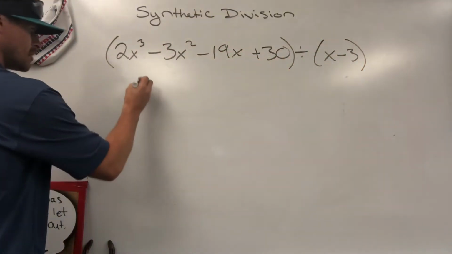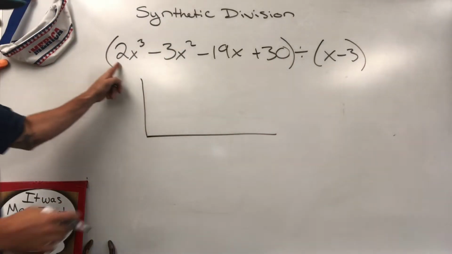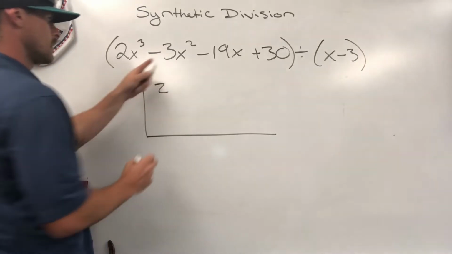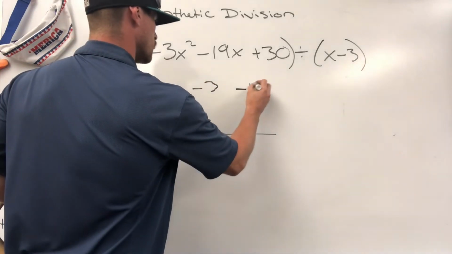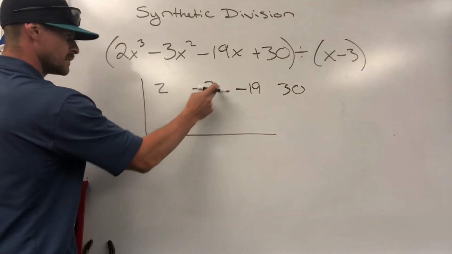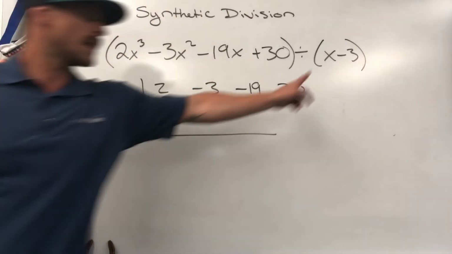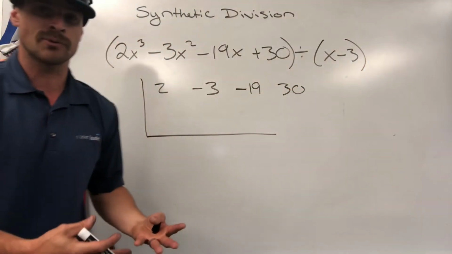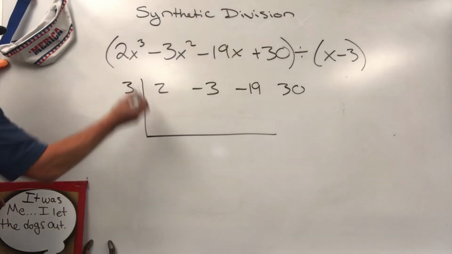So first thing I'm going to draw is this little guy. I don't have a name for it, I'm sorry. Okay, we're going to take the coefficients, 2, negative 3, negative 19, and positive 30. Let's make it look a little prettier than that. There we go. Okay, x minus 3. Remember from the last example, you really just need to take the opposite in this case. So the opposite of negative 3 is positive 3.